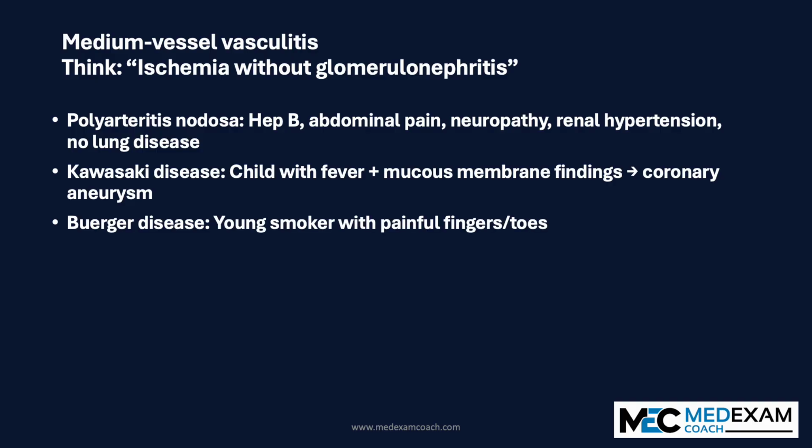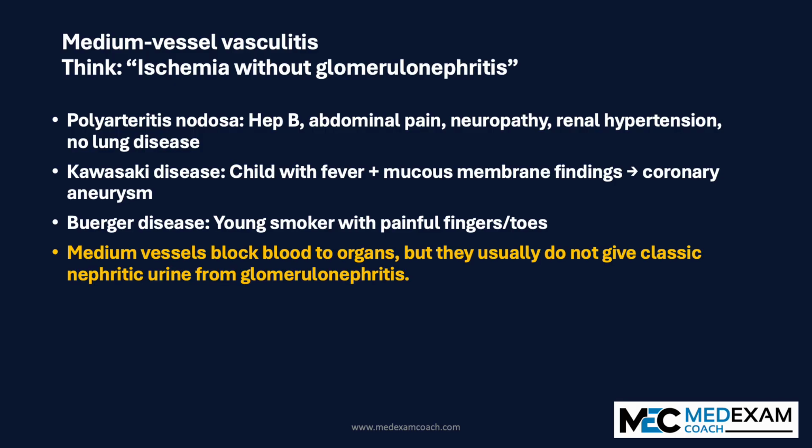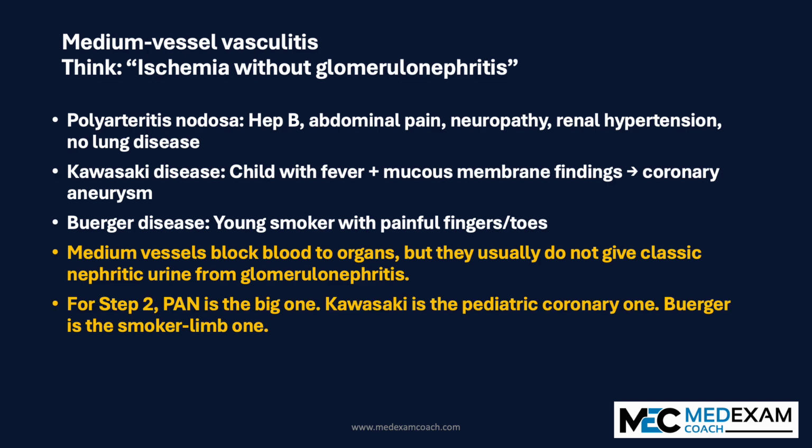Buerger's disease: you have young smokers with painful fingers or toes. The important thing is that there's no glomerulonephritis, so there's no RBC casts, which are basically pathognomonic for glomerulonephritis for the purposes of this test. So just know that polyarteritis nodosa is the most important one in this category.